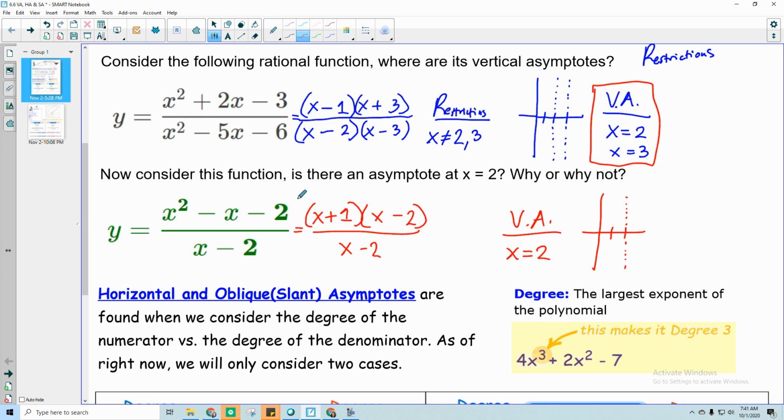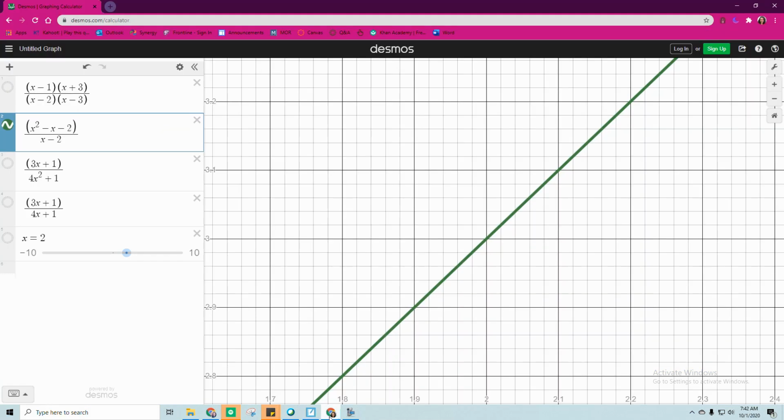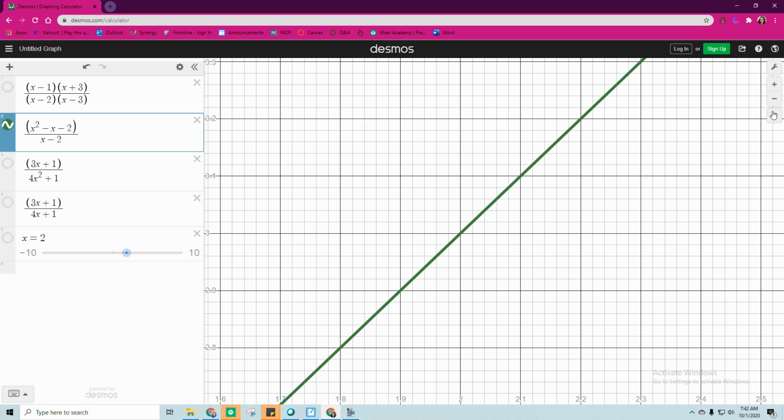Even though there is a restriction at 2, and we can't plug 2 in, we know that after we do that, the very next step is to simplify and cross stuff out. So we would cross these x minus 2's out. Then we're just left with x plus 1, which is that function that we're seeing there on the graph. This is x plus 1.